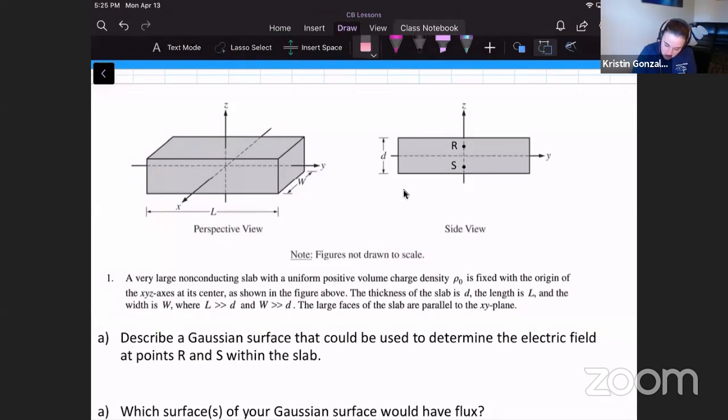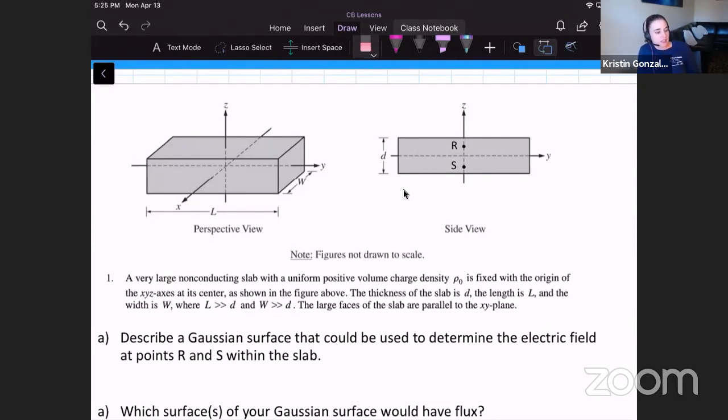The thickness of the slab is D, the length is L, the width is W, where L is much, much bigger than D, and W is much, much bigger than D. So the large faces of the slab are parallel to the XY plane. What that means is it's very wide, but not as much height-wise. So we can think of it almost like it's infinitely long compared to its thickness. And that can tell us a little bit about the electric field and the electric flux. That's just a little bit of a hint.